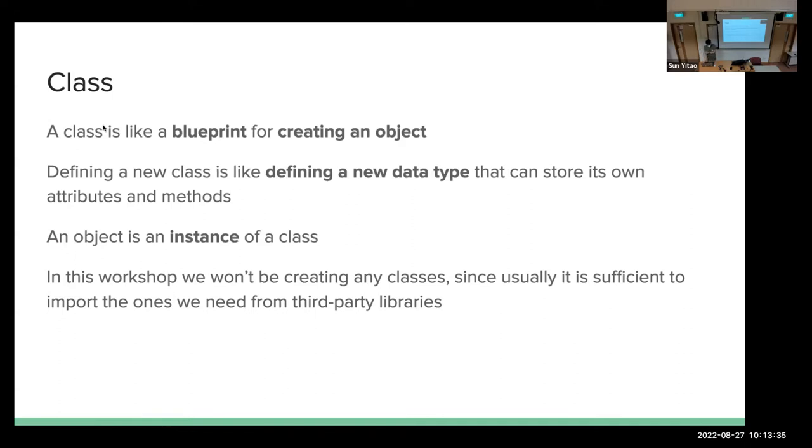A class is kind of like a blueprint for creating an object. Let's say you want to have this entity, this concept of an object, and you want to have functions or data associated with the object, bundled together. The way of doing that is to create a class. Just think of it as bundling functions and variables together. An object is basically an instance of a class, so like one instance. In the rest of the code, we won't actually be creating our own classes, because it's usually sufficient to import the ones that we need from third party libraries, but it's good to know what they are underneath, so you're more clear on what you're typing out.